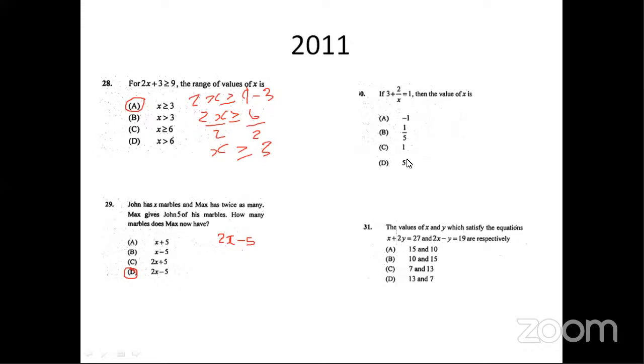So someone said 5. If we put 5 there, we have 3 plus 2 over 5. Could this give us 1? No. So that one is off, because it'll be 3 times 5, which would equal 15, plus 2 would equal 17 over 5.